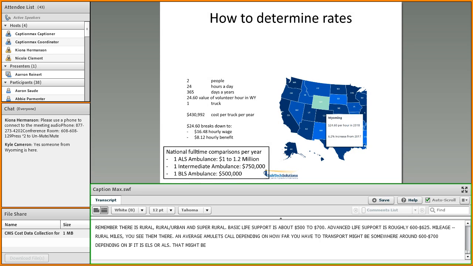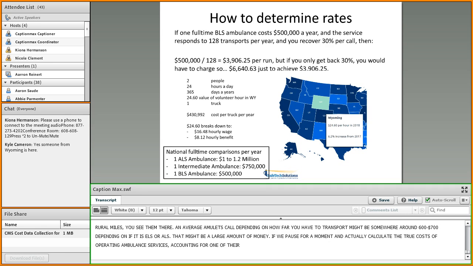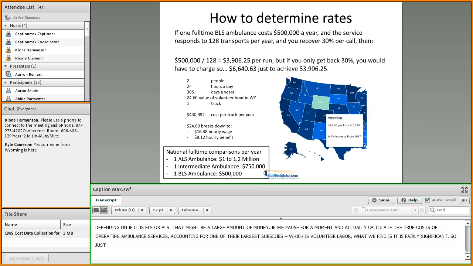Basic life support is roughly around $500 to $575. Advanced life support is roughly $600 to $625. Mileage about $7 to $5. Rural miles, you see them there. So an average ambulance call, depending on how far you might have to transport, might be somewhere around $600 to $700, depending on if it's BLS or ALS. And that may feel like a significant amount of money.